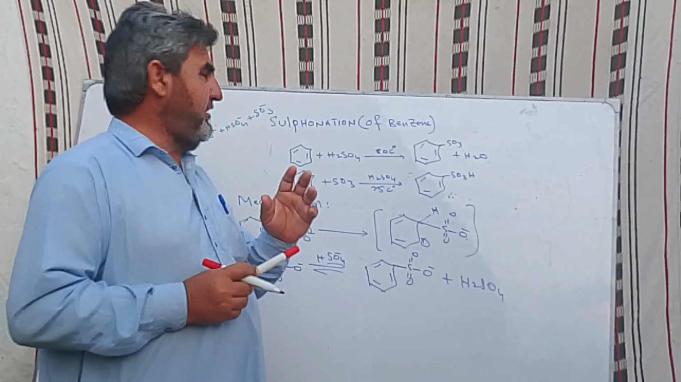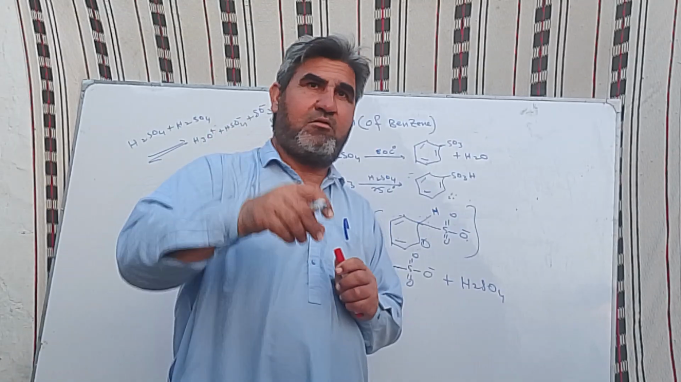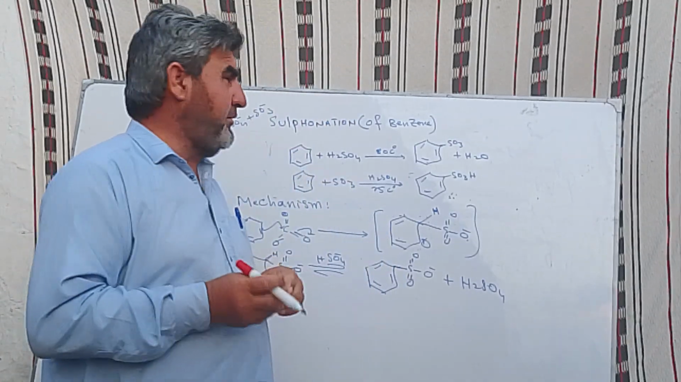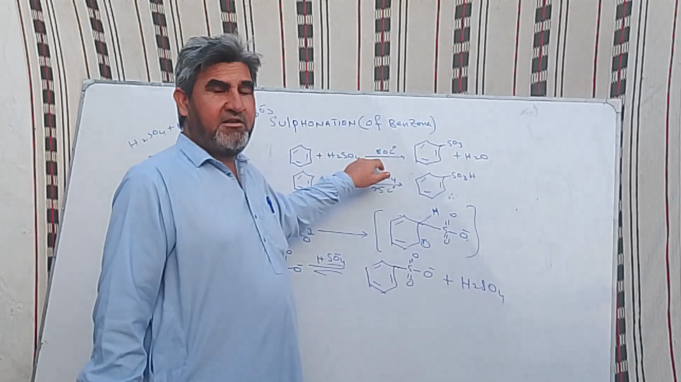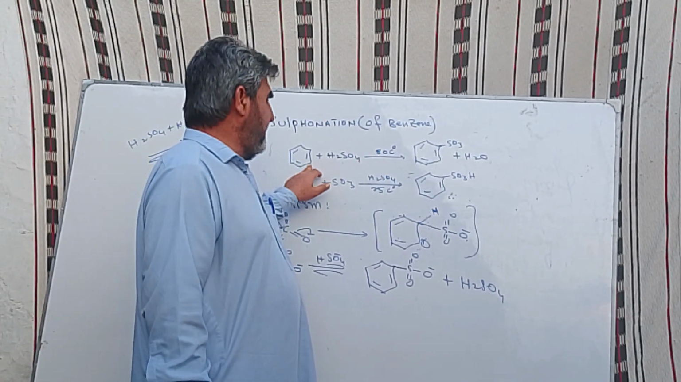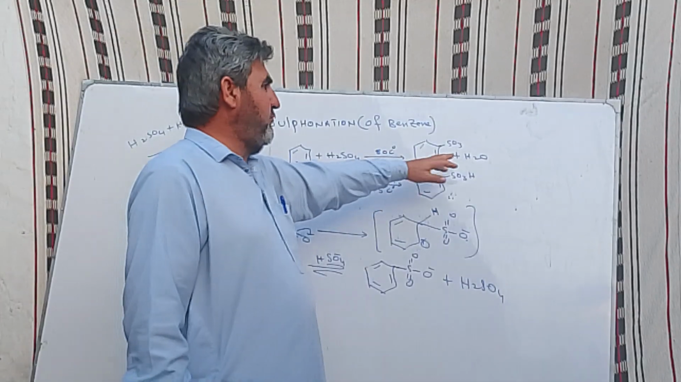Now, what is sulfonation? This is the introduction of a sulfonic group to the benzene ring. This is the definition. Now, this is H2SO4 at 80 degrees centigrade. When benzene reacts, it will form benzene sulfonic acid and water.